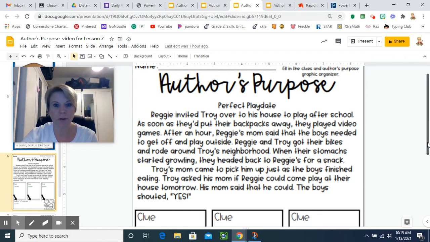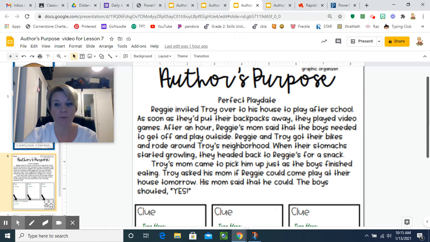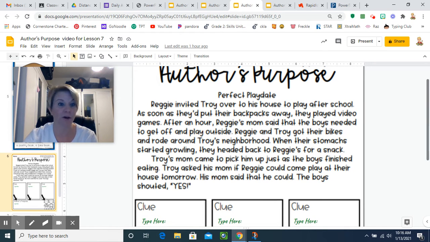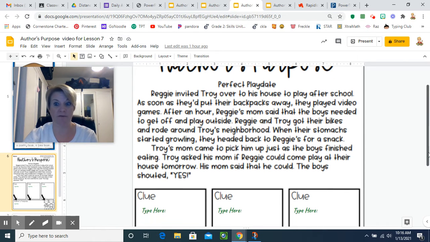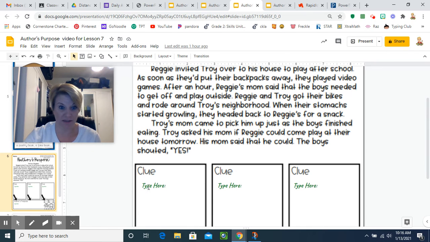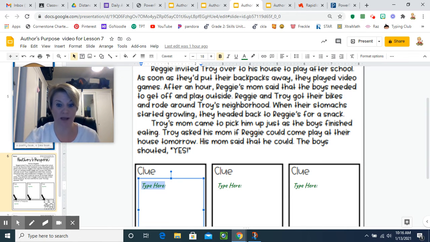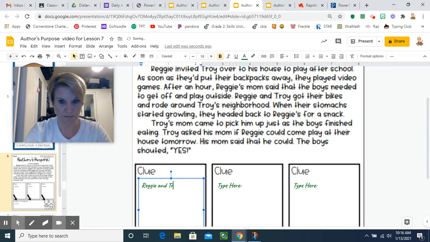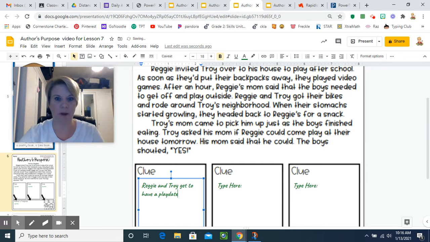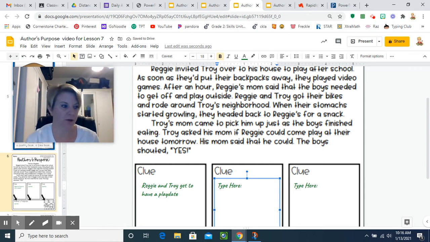So let's look at some clues in the story that would help us to know that the author's purpose is to entertain. So first, Reggie and Troy get to have a play date. That is something that's going to hold my attention, right? So bear with me on the typing. Reggie and Troy get to have a play date. Whoops, can't spell. All right, that's one clue.